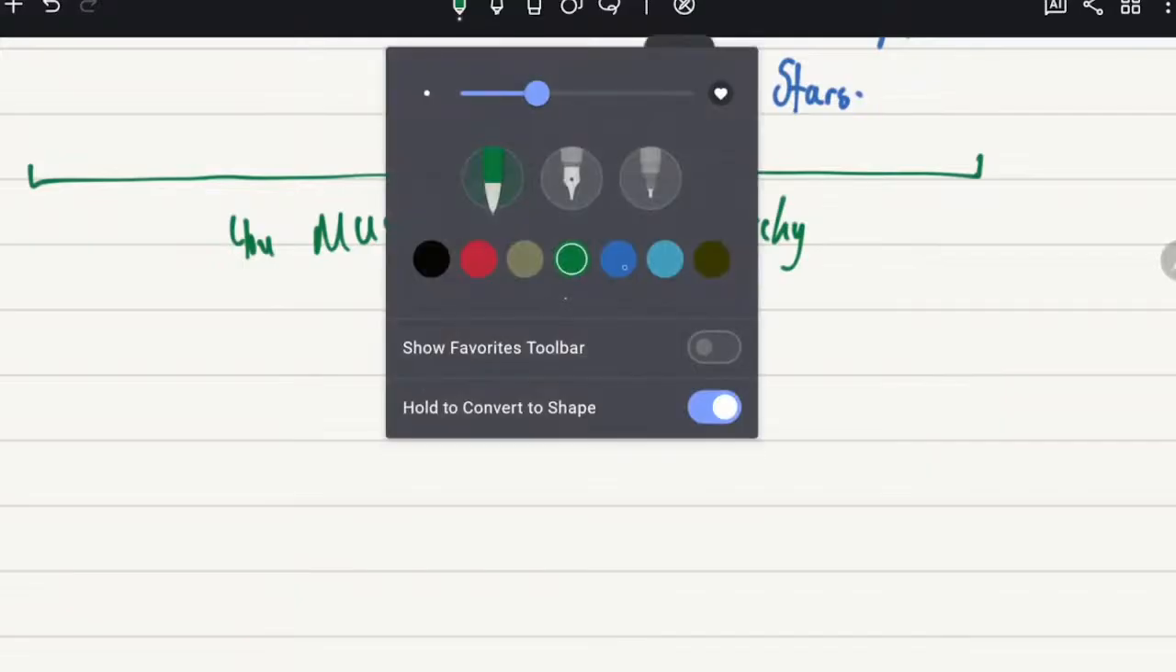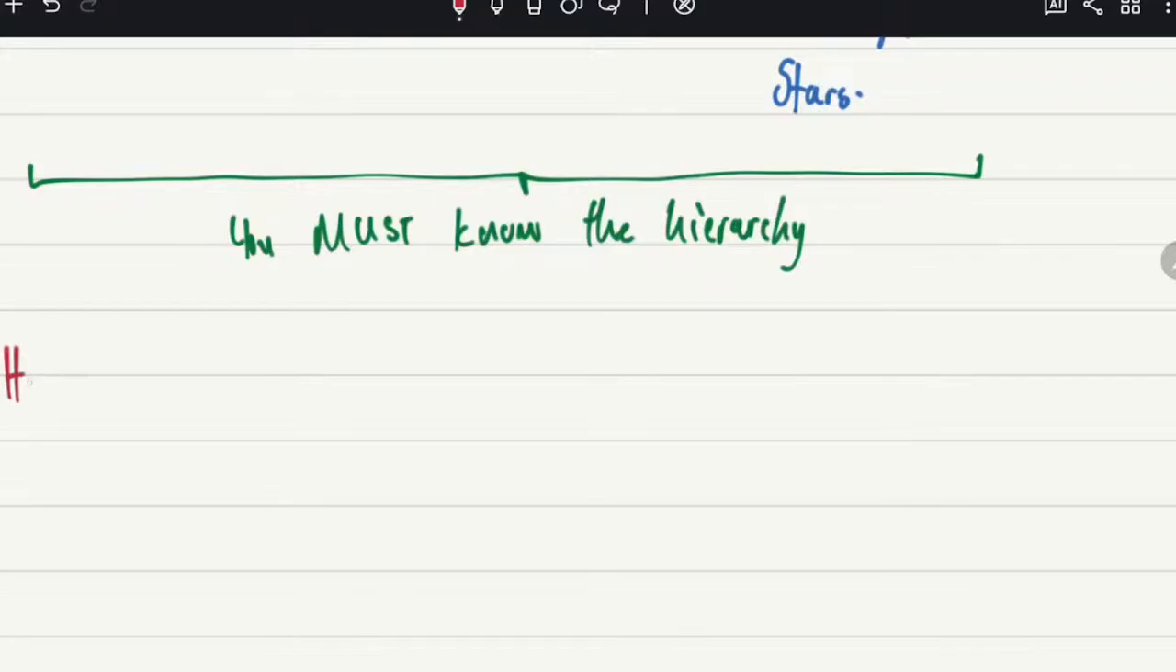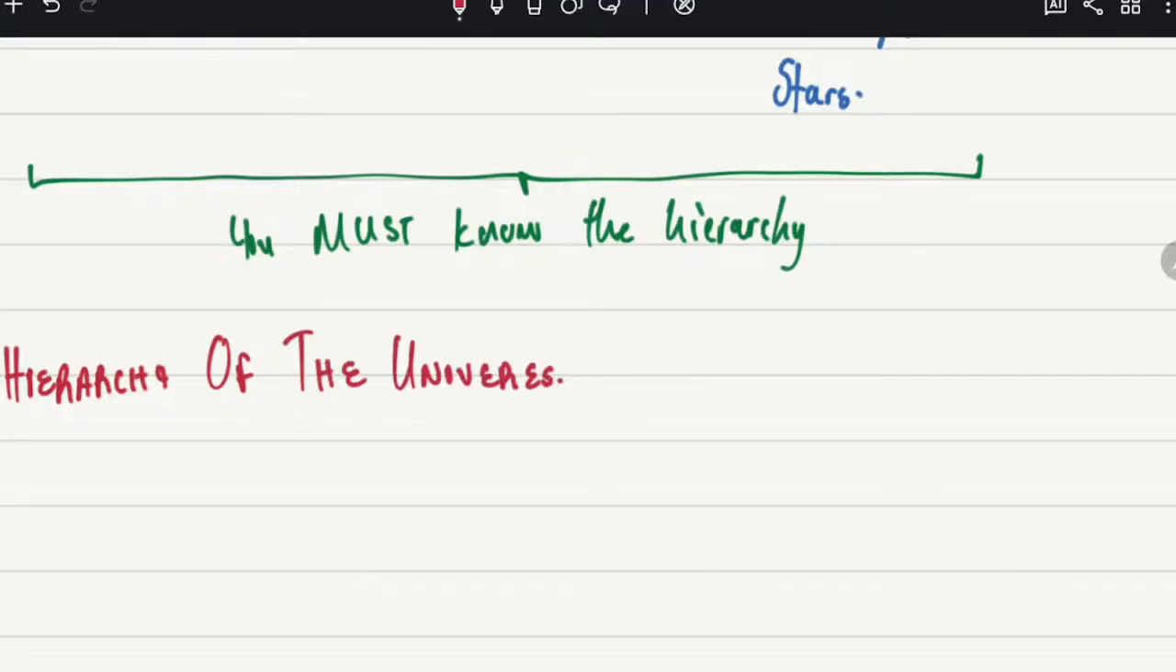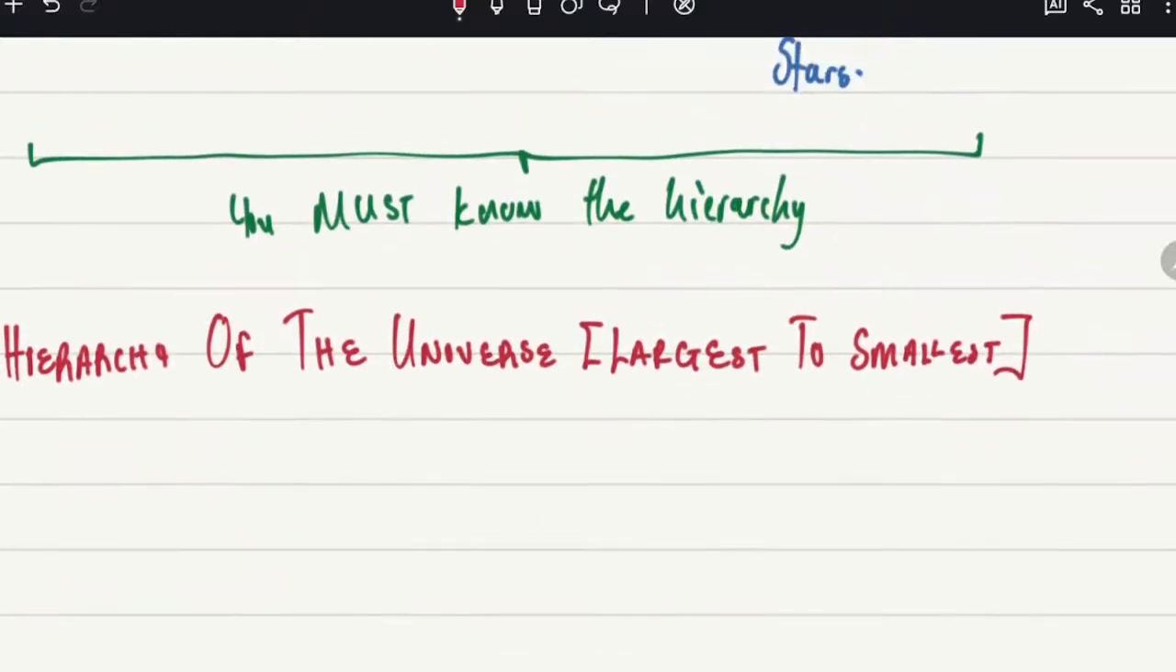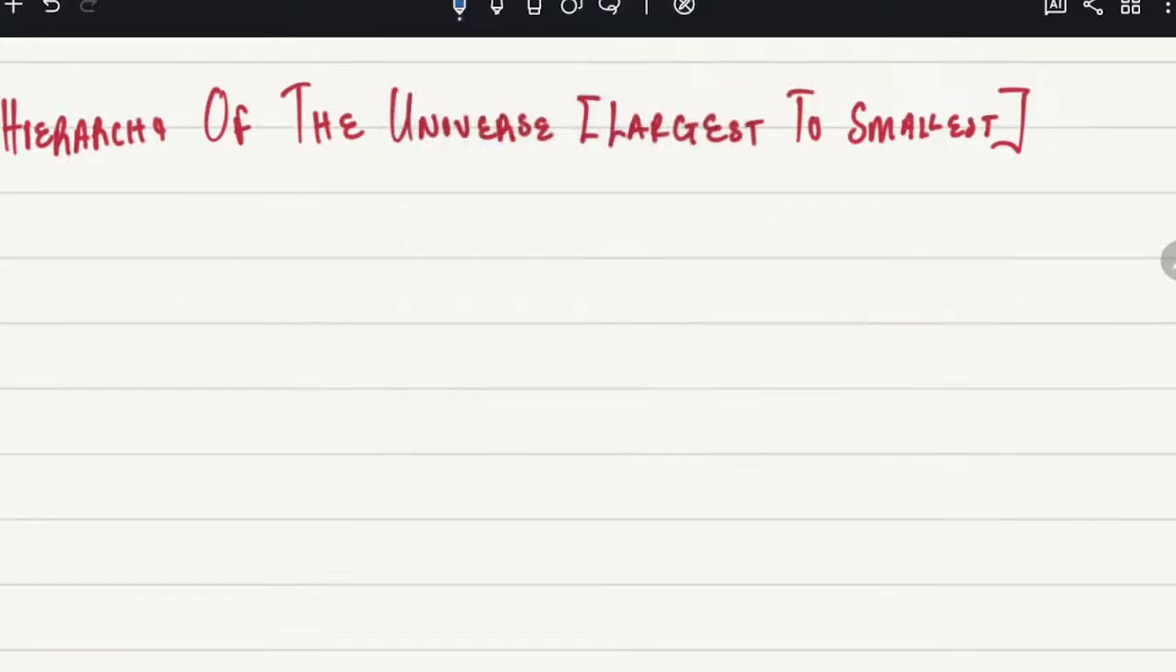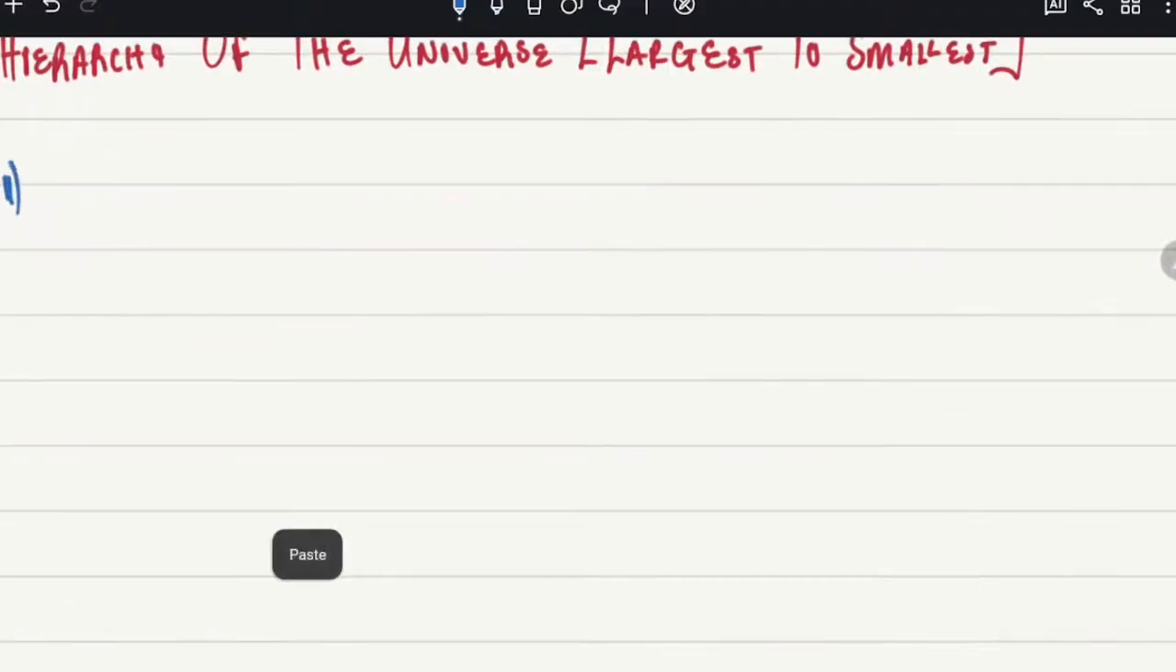Let's put the hierarchy. Then move on to more. Here is the hierarchy. Hierarchy of the universe. And I want to say we are starting with the largest, and we are ending at the smallest. Okay, what is the largest thing in the universe? Okay, can you see? Right. One, the largest is the word universe. So universe is the largest.